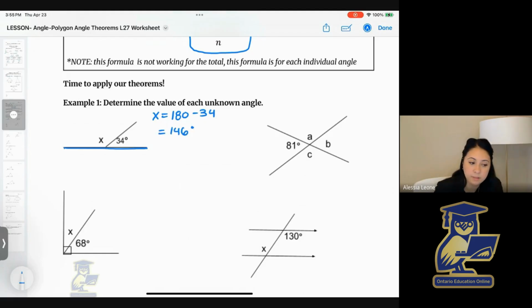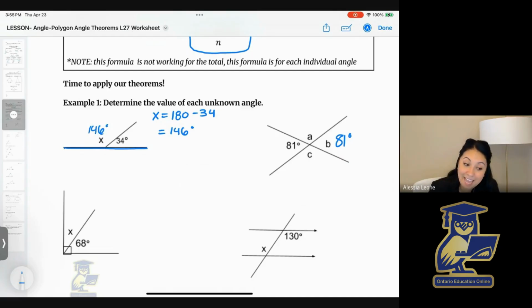And that will give us 146. Here we have opposite angles. So if this is 81 degrees, then we know B is 81 degrees. That's an opposite angle.